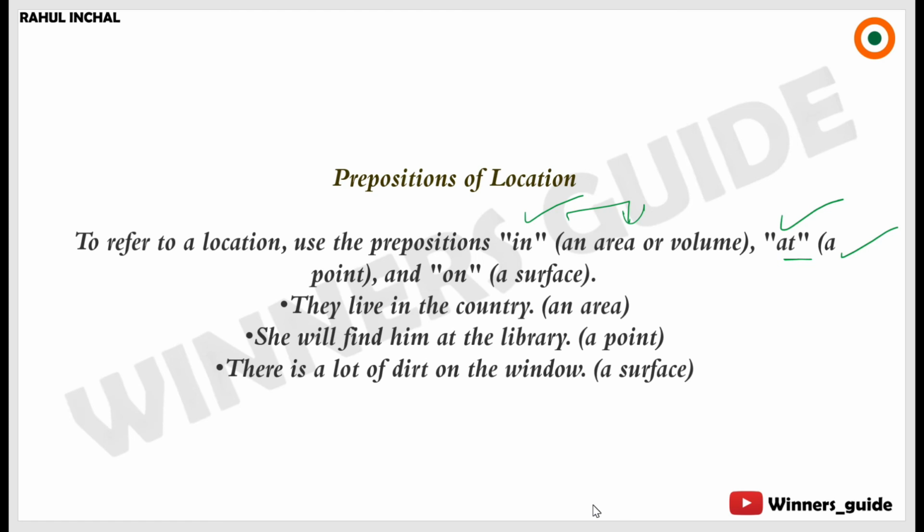Now country is not a specific point, it's an area, correct? So we use the word in. Then we have, she will find him at the library. Now library is the exact position that the person gave, so that's the exact point. When someone refers to the exact point, we use the word at. And then, there is a lot of dirt on the window. I don't think there's much problem with the word on.